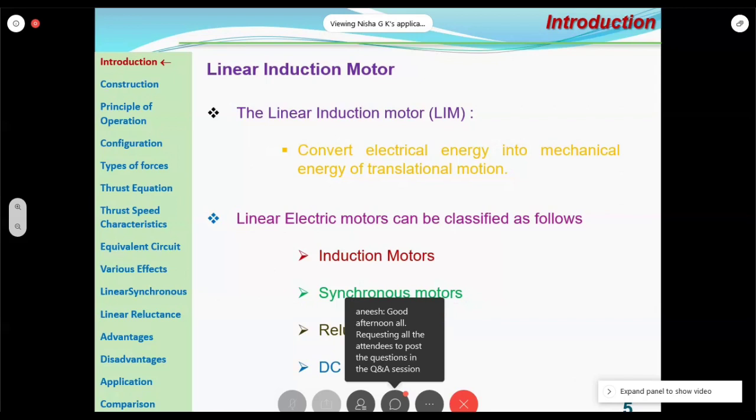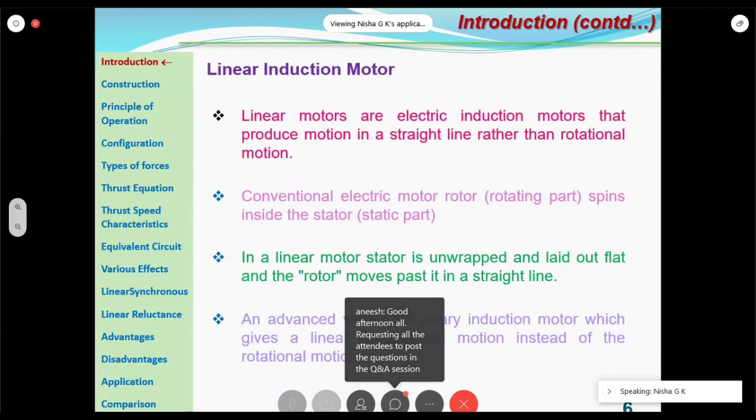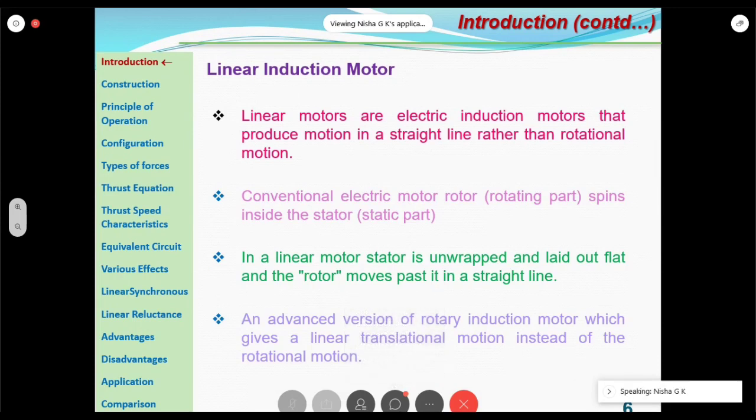So we will be moving on to the linear induction motor first. Here you will have a straight line or linear motion rather than a rotational motion. A conventional induction motor has a stator and a rotor. As you know, the stator is the stationary part and the rotor is the rotating part, and the rotor always spins inside the stator. So a rotating magnetic field will be developed there. When you give the three-phase supply to the stator, a rotating magnetic field with synchronous speed is developed.